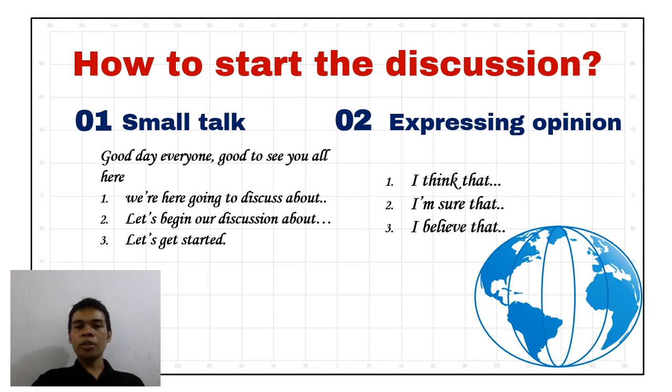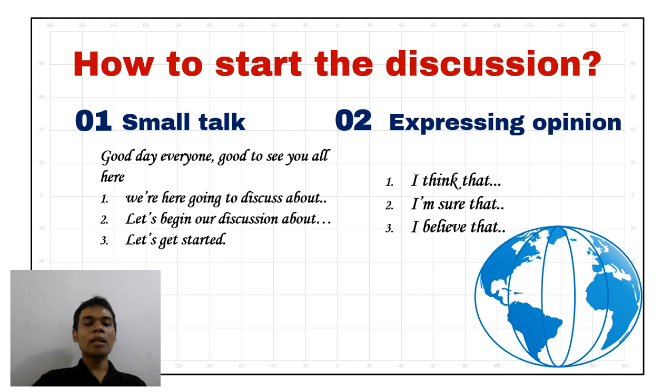Now, how do we start the discussion? If we conduct a group discussion, what do we need to do? If you are the moderator, first you need to have small talk, like, good day everyone, good to see you all here, and so on. Before you share the point of the discussion, for example, you say, we are here going to discuss about. Of course this is not rigid; it depends on the situation and condition.